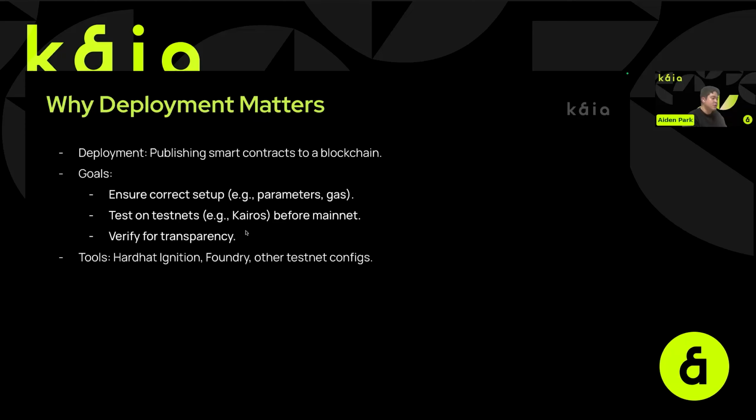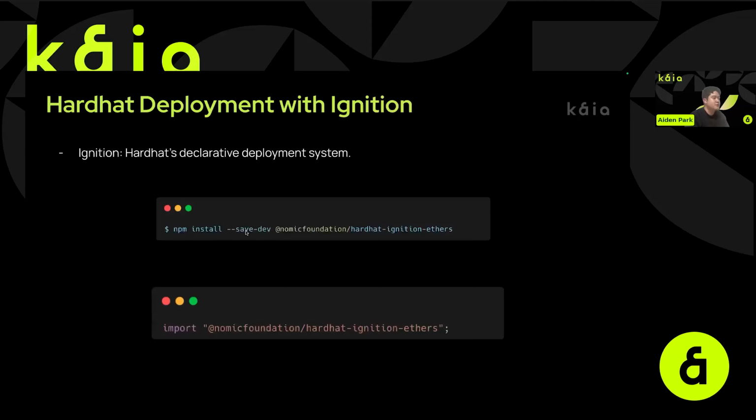And we can also verify for transparency. I will cover this later anyway. There are some tools for deploying contracts, like Hardhat Ignition and Foundry, and other testing configs. So let's dive into those topics.